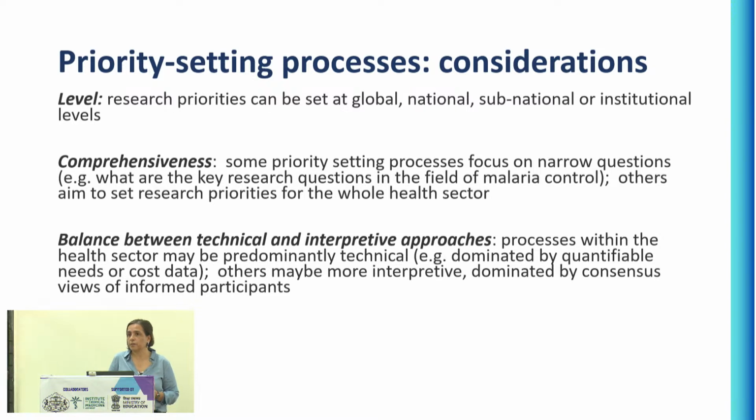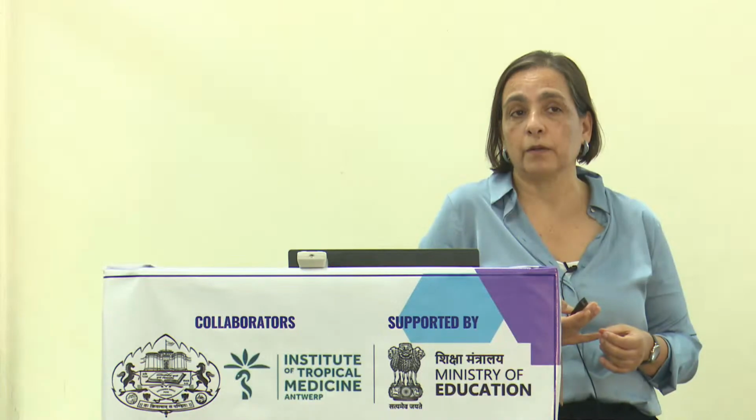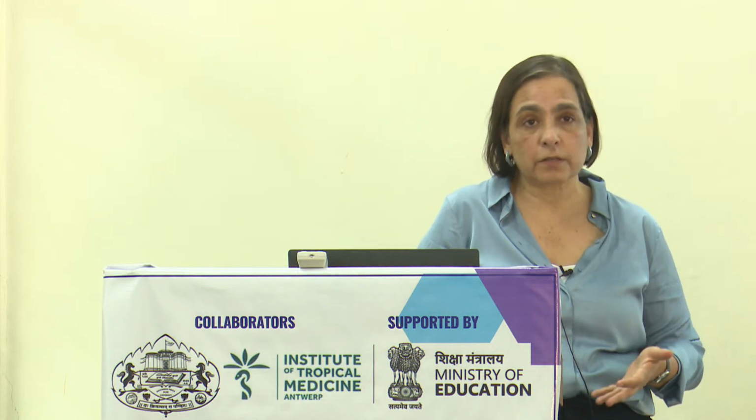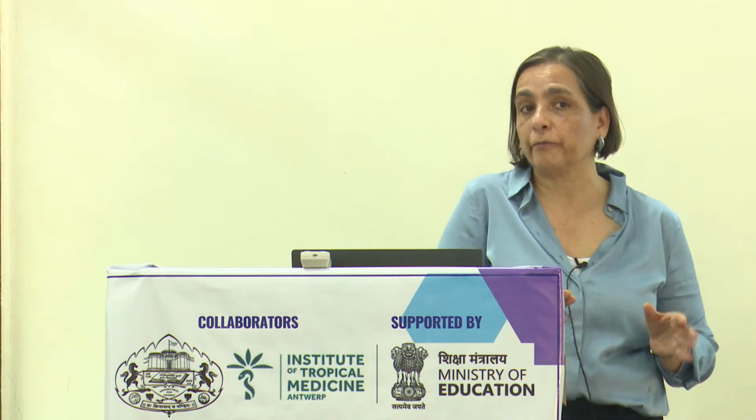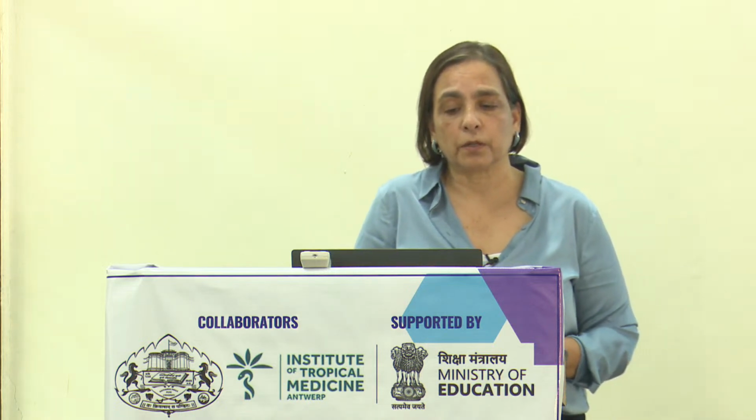So processes within the health sector can be predominantly technical. In other words, they're dominated by quantifiable needs or cost data, which is a technical approach to setting priorities. Or they can be more interpretive, which means I want to gather consensus from a group of people who I consider experts. I'm going to bring together a group of people who have a good idea about what the priorities are, or what the needs really are before the priorities. What are the needs? What is the evidence for those needs? What is the evidence on the cost effectiveness of interventions addressing those needs? And I'm going to gain agreement or consensus. Okay, that's a different approach from a purely technical approach that just goes on cost data or cost effectiveness data.